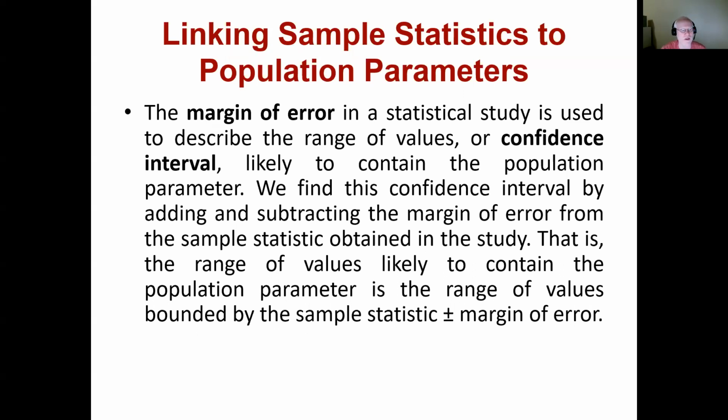So one of the areas, and you all would have had some experience with this, is the concept of linking sample statistics to population parameters. You all would have had some experience with the margin of error. The margin of error in a statistical study is used to describe the range of values, or confidence interval, likely to contain the population parameter. We find this confidence interval by adding and subtracting the margin of error from the sample statistic obtained in the study. That is, the range of values likely to contain the population parameter is the range of values bounded by the sample statistic plus or minus the margin of error. So there's a lot going on there.